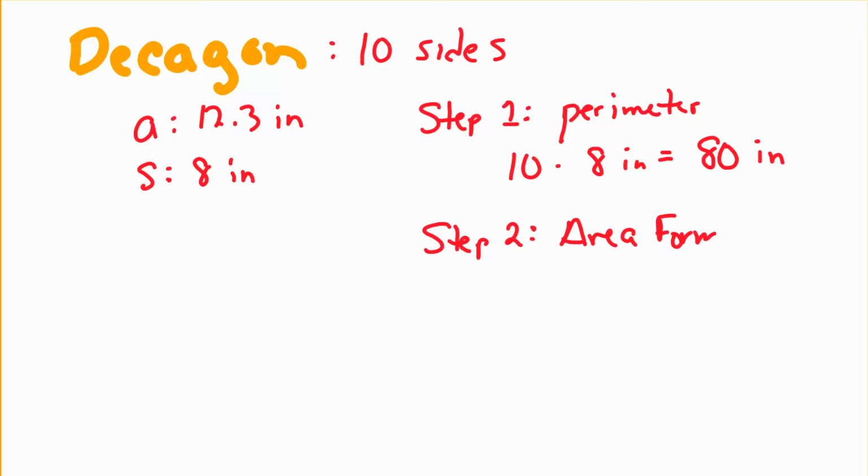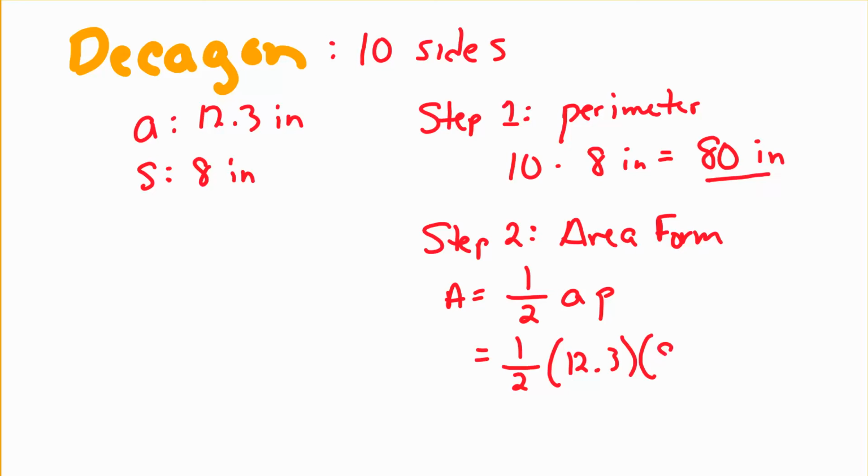And the area formula we said was 1/2 times the length of the apothem times the perimeter. So it would be 1/2 times the length of the apothem, which is 12.3, times the perimeter, which we got in step 1, which was 80, and 1/2 times 12.3 times 80 comes out to be 492. Now we're dealing with area, and our labels are in inches, so it would be square inches.